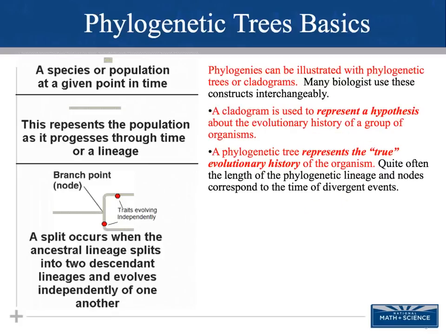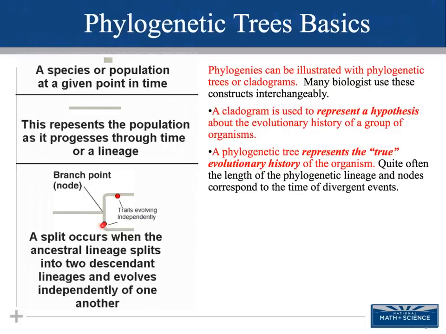So really quick, I want to go over this part of the slide. Phylogenetic trees don't really look like trees. They just look like a bunch of lines that kind of split off and diverge at different places. But the line itself represents a species or a population. And as the line progresses, it represents how that population changes or progresses throughout time or a particular lineage.